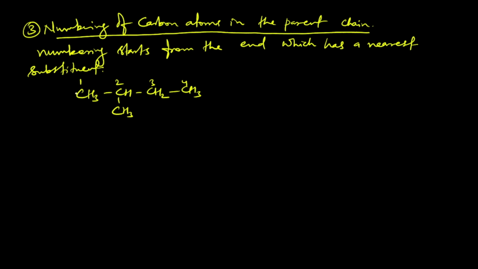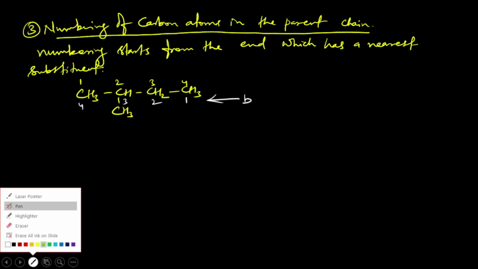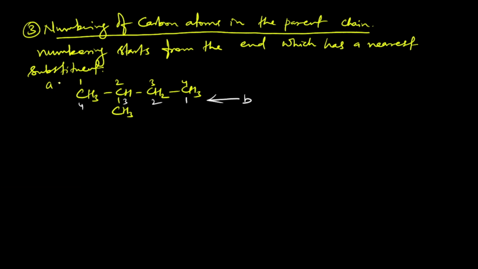Now we have to go for the third rule. According to the third rule, this is one way of numbering. And what can be the other way of numbering? This is your 1, 2, 3, and 4. We can number it from both sides. Just we have to name it, then we will come to which side numbering is correct. If I name this side numbering as A, then I will name this side numbering as B. Now we have to see from which side of numbering we get the first substituent. Suppose numbering A, the first substituent is coming in the second position only.